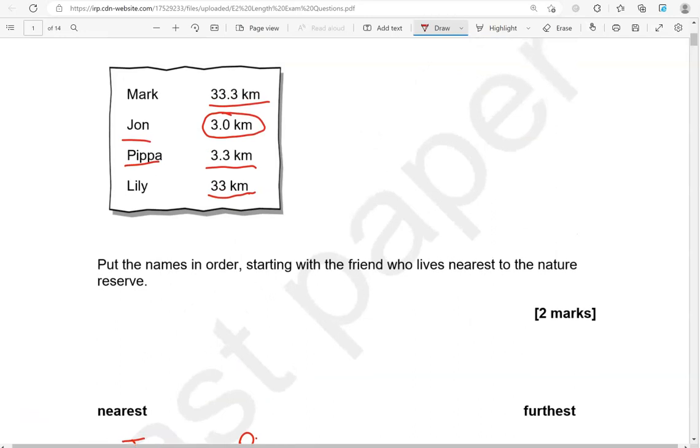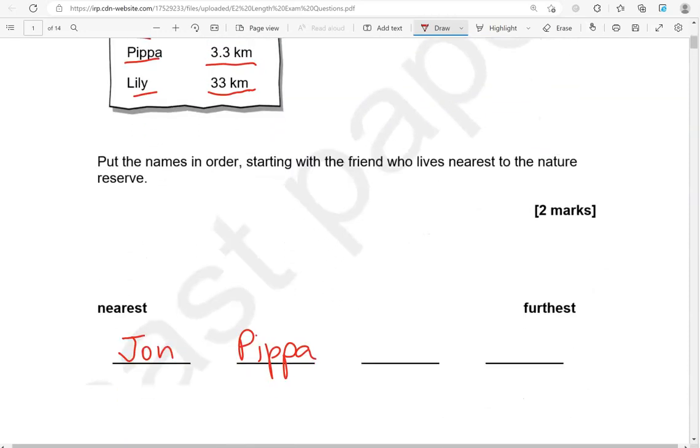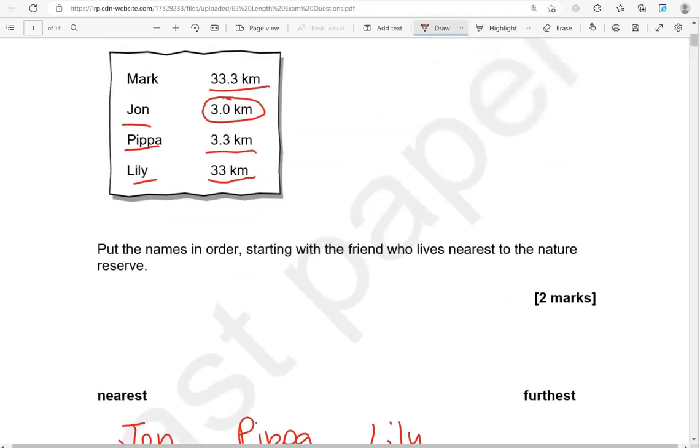Then comparing 33 with 33.3. 33.3 is greater than 33, so it's 33 and something. So next one will be Lily with 33. And finally Mark with 33.3 kilometers.